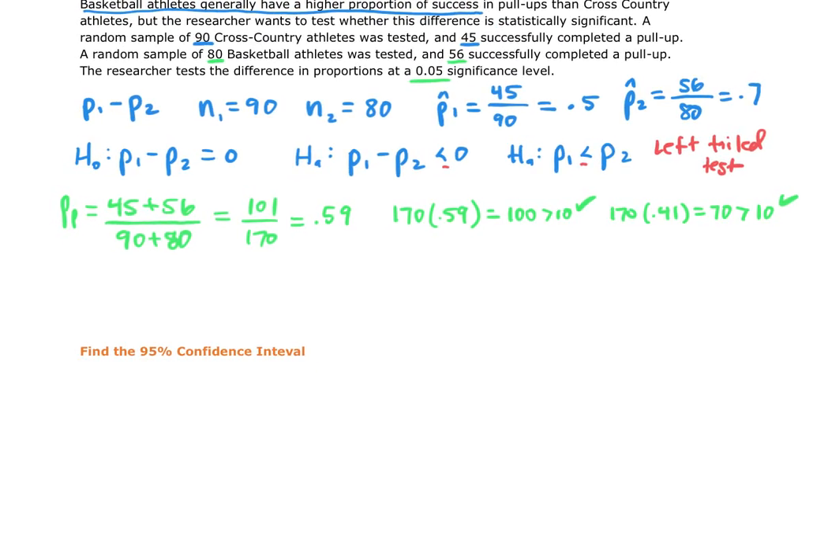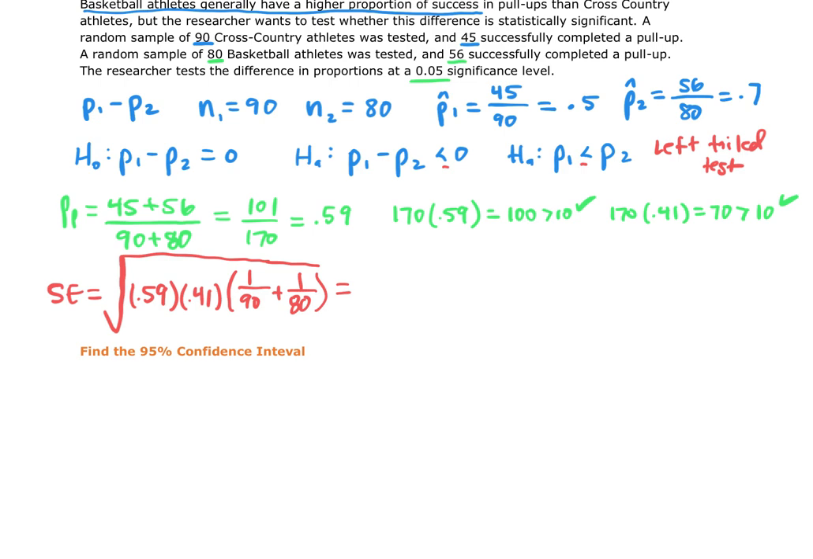So let's calculate some things now. Calculate the standard error. It's our big square root. We're going to take the pooled proportion times 1 minus that, times, in parentheses, 1 over the first sample size of 90 plus 1 over the second sample size of 80. Plugging that into the calculator, we get a standard error of 0.076.